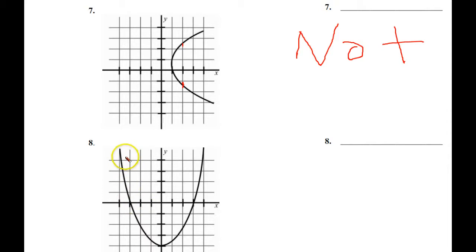And how about this parabola? As you move that thin line over the face of the graph, does it only intersect in one place? Yes, it passes the vertical line test. So this is a function.